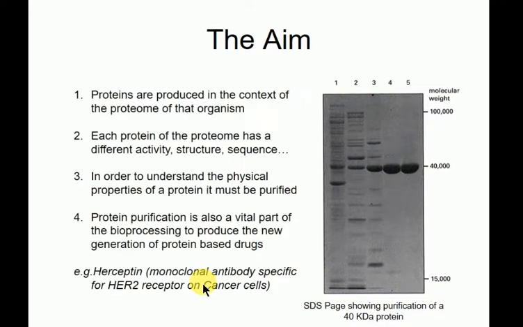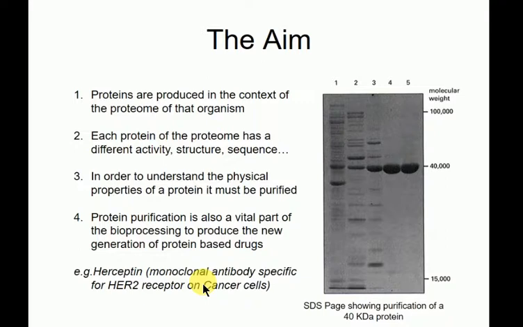So proteins are produced in the context of the proteome. Each member will have unique characteristics. So they're the obvious ones, right? Size, charge, shape, post-translational modification. And then it's your job in this process to take selective advantage of that.